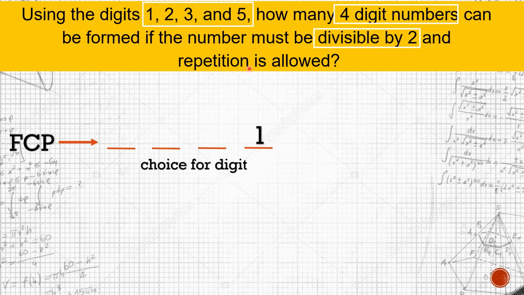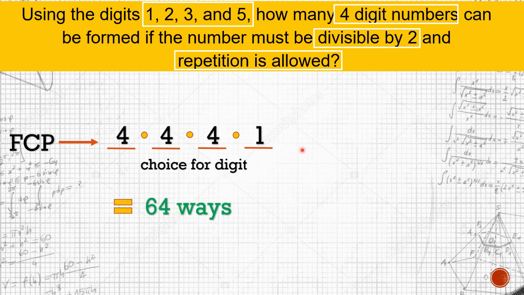And repetition is allowed from 1, 2, 3, and 5. 4 choices lang tayo, tapos repetition is allowed. So, sa unang digit, meron kang 4 choices kasi 1, 2, 3, at saka 5. And then, sa second slot, 4 pa din at sa third slot kasi nga repetition is allowed. So, multiply lang natin lahat yan. 4 times 4 times 4 times 1, that is equal to 64 ways. So, kailangan i-check nyo yung bawat conditions.